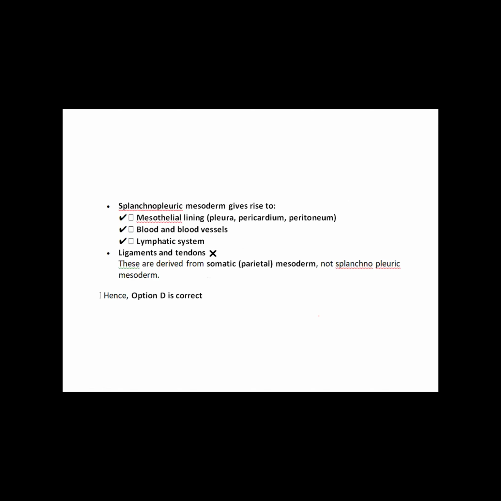This is splanchnopleuric mesoderm. It is the inner layer of the mesoderm that is attached to the endoderm, and it has its function to form organs, viscera especially, like intestine, heart, and blood vessels, right? While somatopleuric mesoderm, that is the outer layer of the mesoderm, है ना? Okay. So you all are saying ligaments and tendon. So the correct answer is ligaments and tendon. It gives rise to mesothelial lining, blood and blood vessel, lymphatic system, but it is not giving rise to ligaments and tendon. So option D is correct.